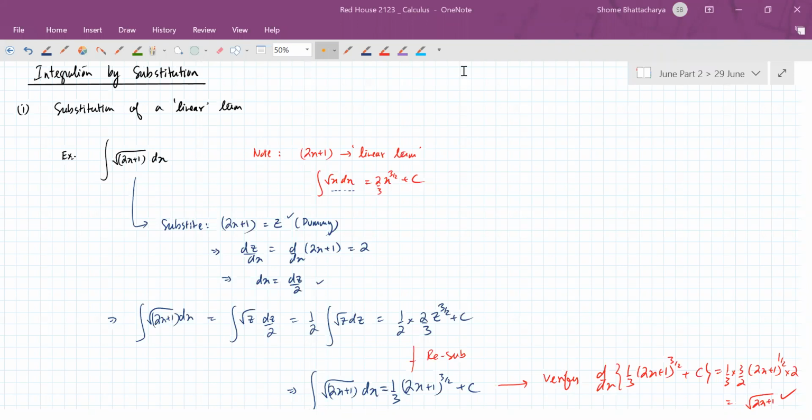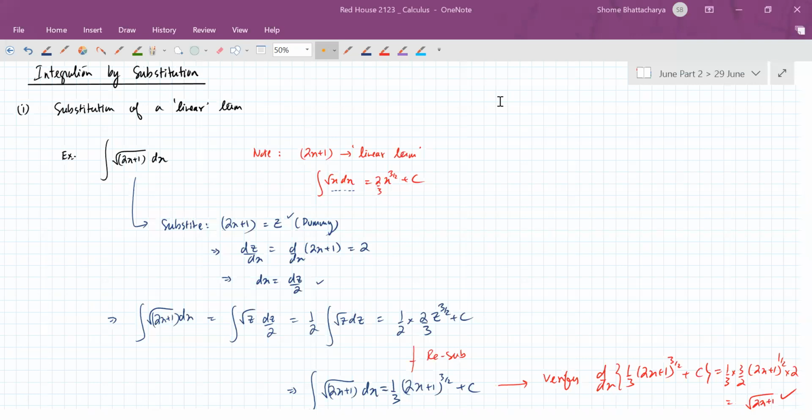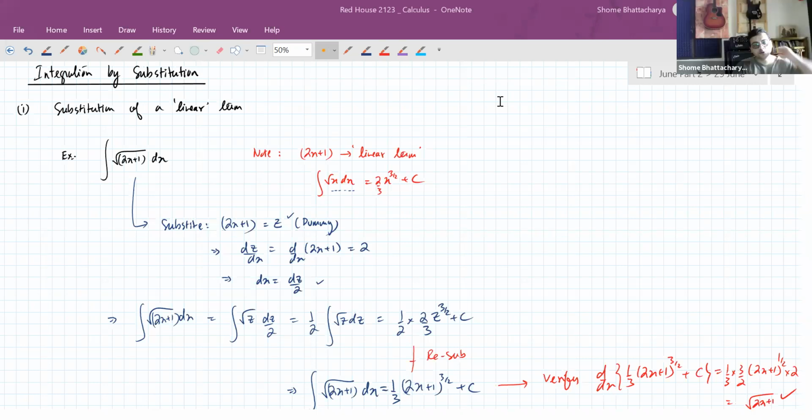Okay, sir. So now you just cross multiply. If dz by dx is 2, that means a small change in z divided by a small change in x is equal to 2. So cross multiply, dx is half of dz. So both the things have to be substituted. The linear term has to be substituted with z, and dx has to be substituted in terms of dz. Then only we can complete the integration.